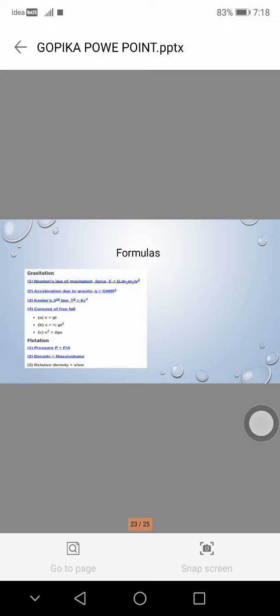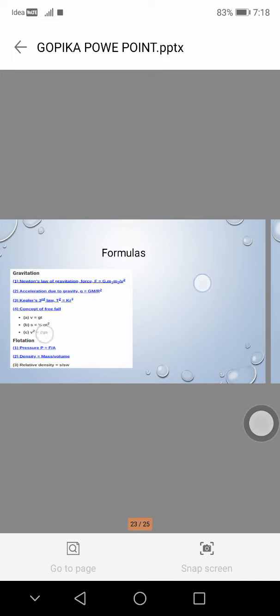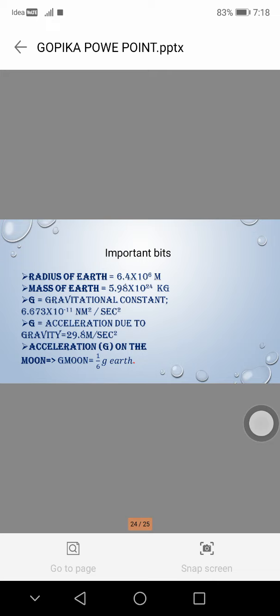Formulas of gravitation. Newton's law of gravitation, G m1 m2 by r square. Acceleration due to gravity, g is equal to GM by r square. Concept of free fall, you have floatation, pressure, density, mass, volume. Next you have interesting important values. Radius of the earth, very important, 6.4 × 10^6 meter. Mass of the earth, which I showed previously, 5.98 × 10^24 kg. G, capital G, is the gravitational constant.